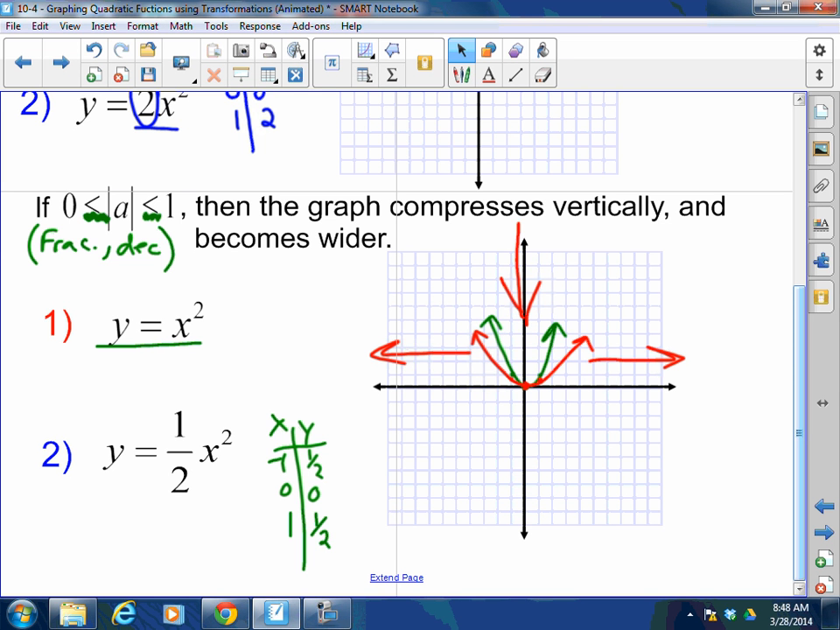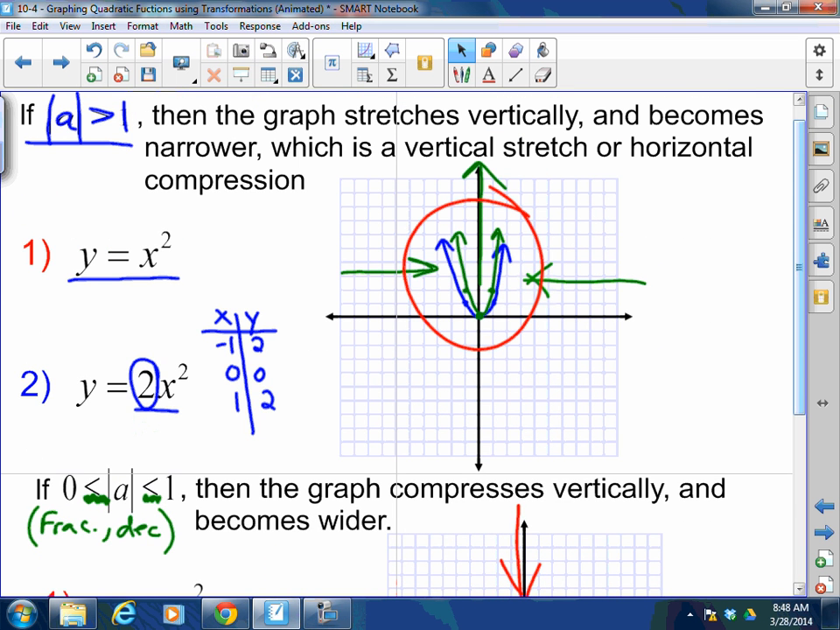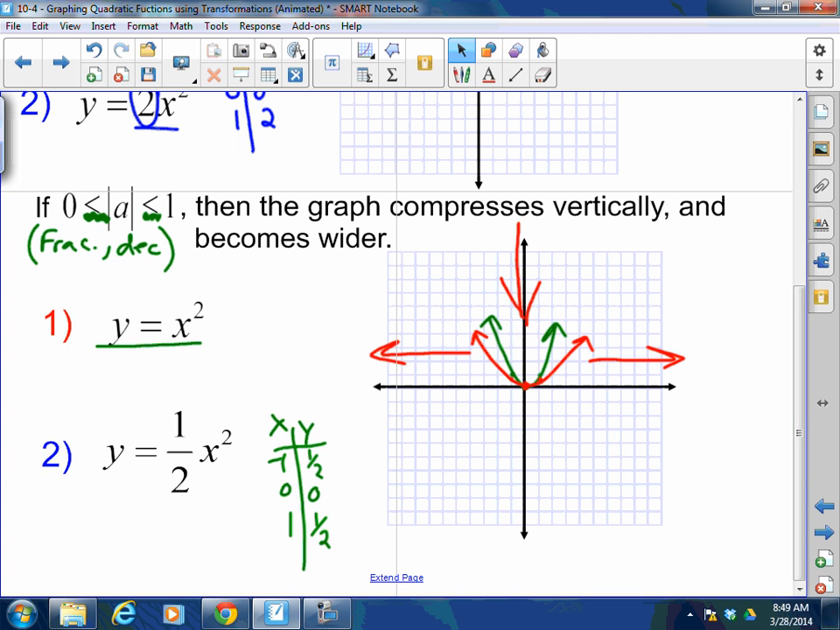Horizontal compression is a vertical stretch, so it gets thinner. No, that would be a straight line then. He asked if it's ever going to compress all the way to just being on the axis. No, it won't happen. That would be a linear function then. Okay, so does that make sense, boys?